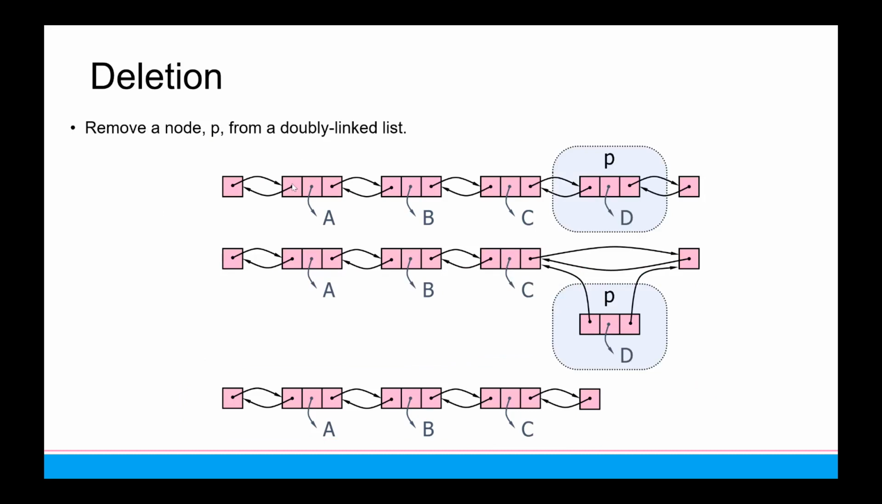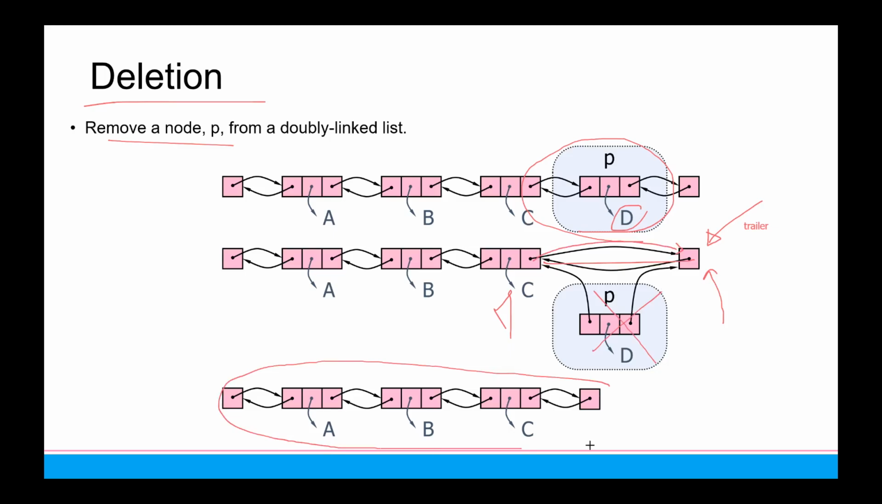And for the deletion, we will remove the P. In this case, this is the P. And then we want to remove this one by looking at the trailer. The end of this one is the trailer. So we have the node of the trailer and we have the node of this element. Then P, which is D, will be removed. And if it is removed, there is a connection directly from C to the trailer and from the trailer back to C. And then we can remove this one. Now the final data structure will be like this one.